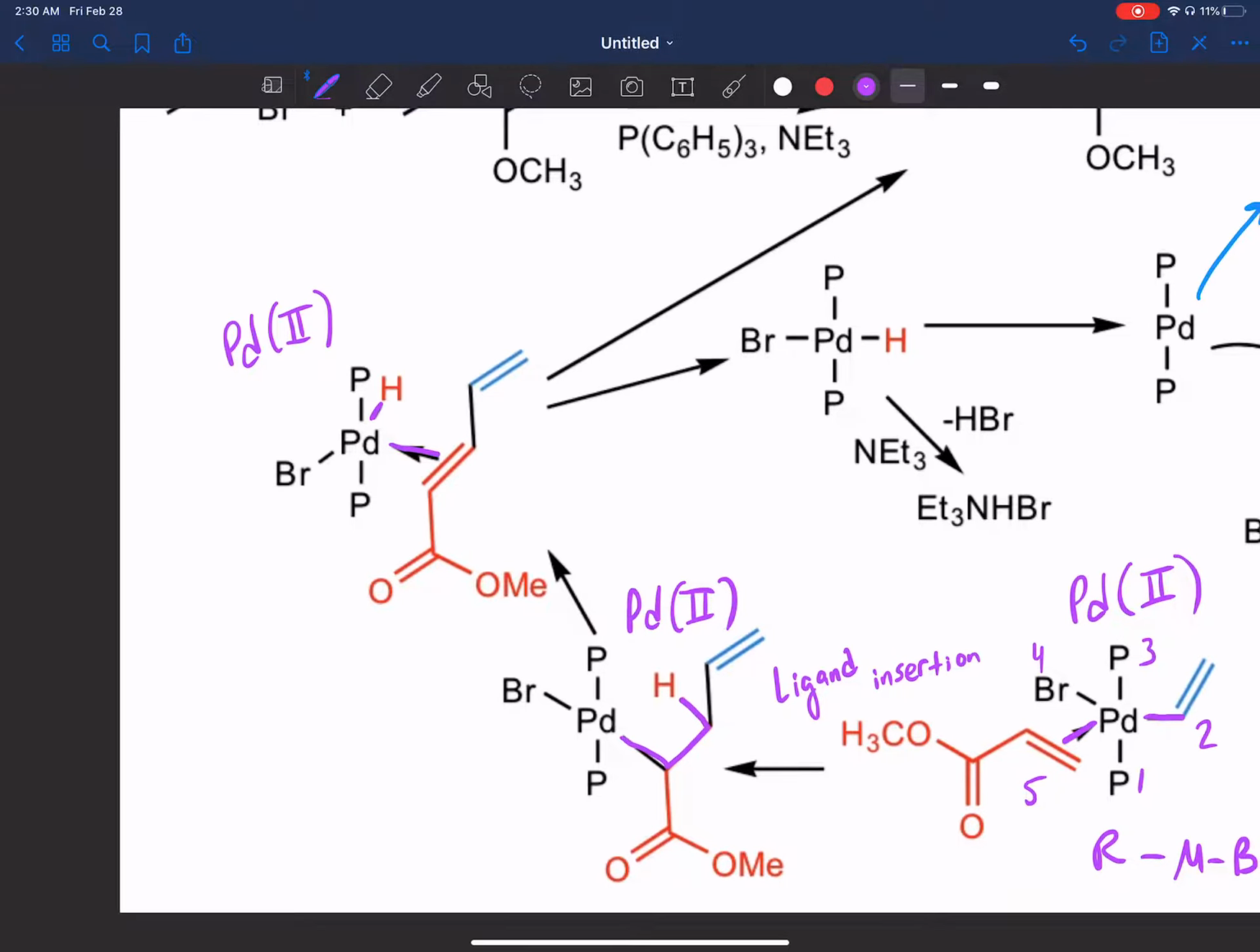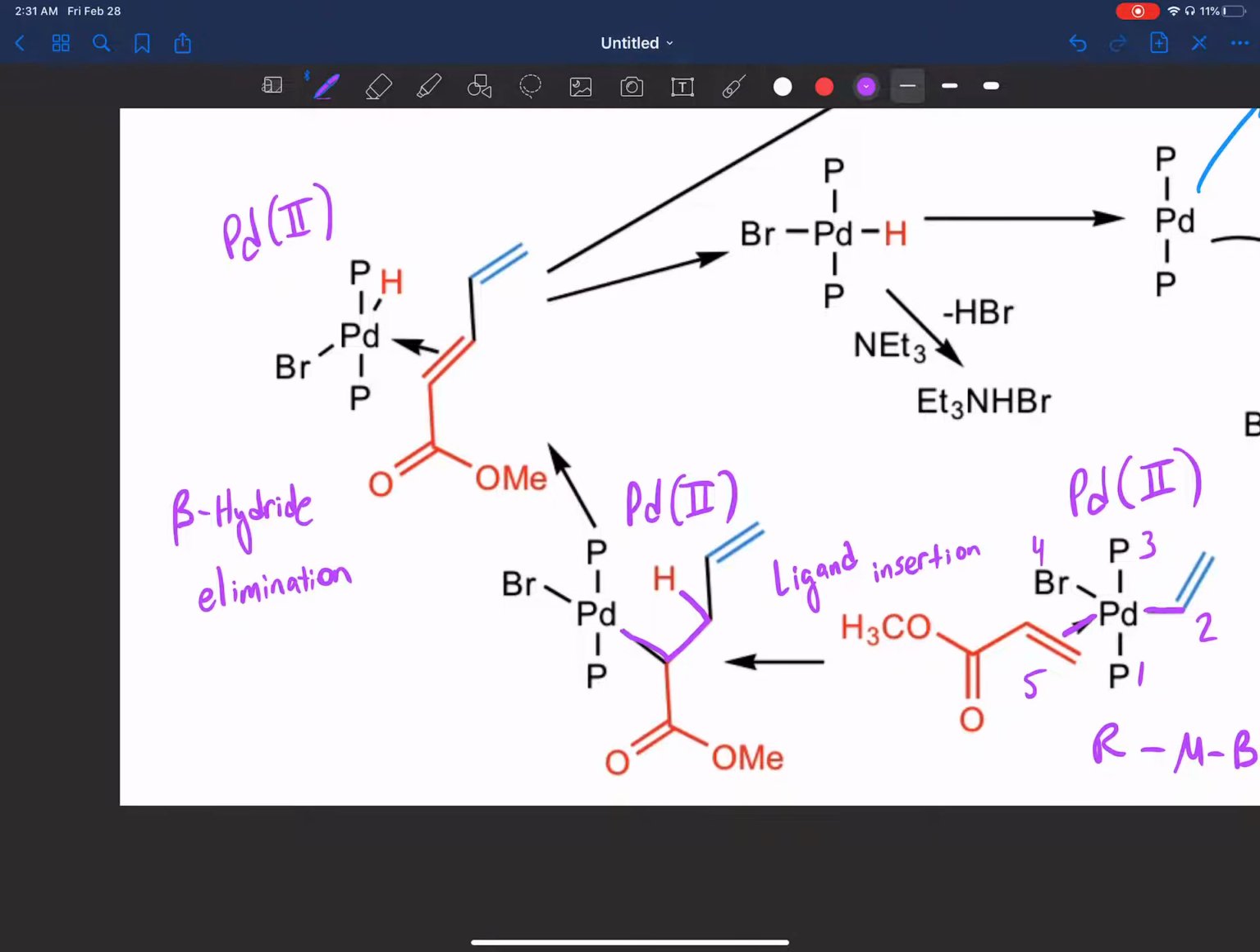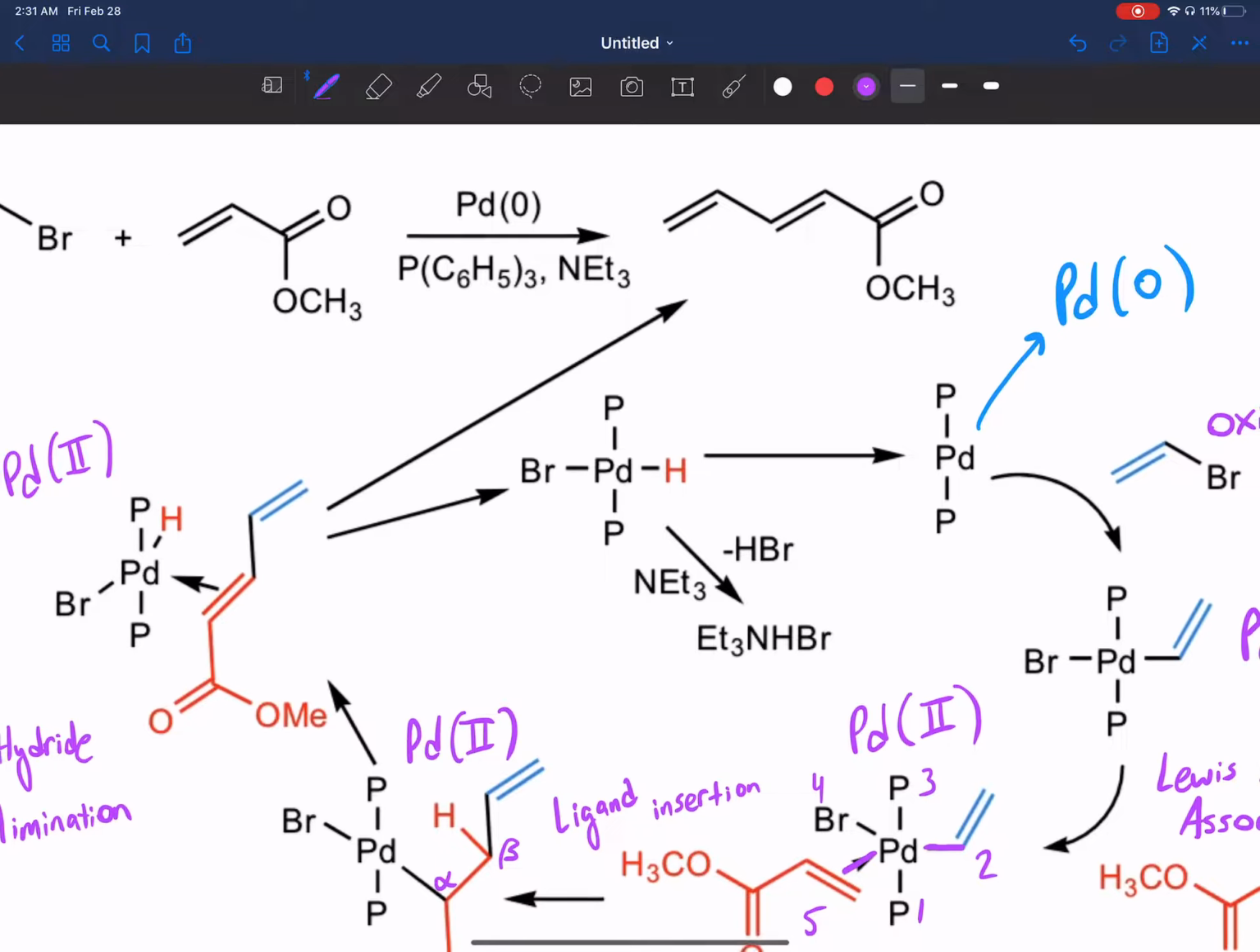Now, you guys have learned a special type of ligand deinsertion, and this is the one that's used in the Heck reaction. Instead of a plain ligand deinsertion, we call this one a beta-hydride elimination. The reason is because the carbon the metal is bound to is the alpha carbon. The carbon bound to that alpha carbon is the beta carbon. So we're talking about that hydrogen. There's a little bit of stereochemistry at play here, and we'll talk about that a little bit later.